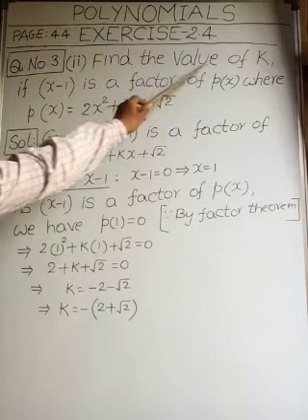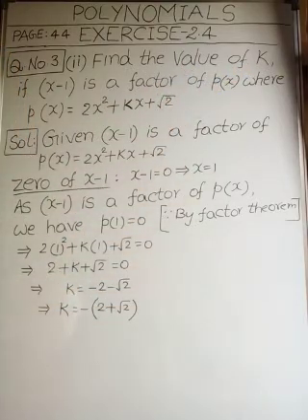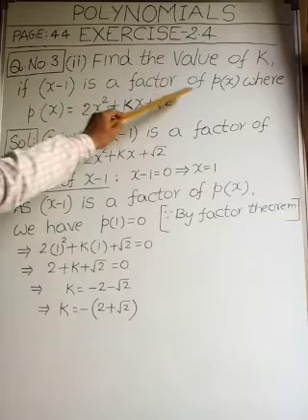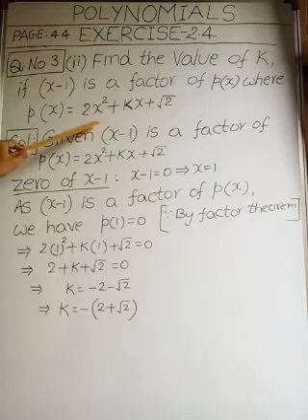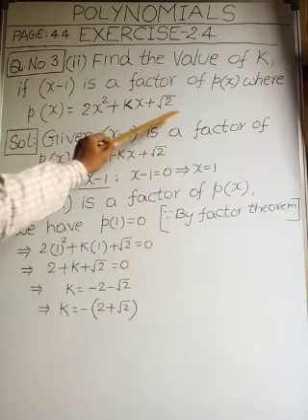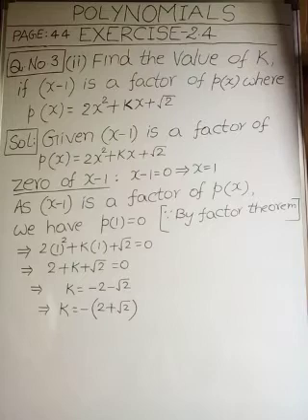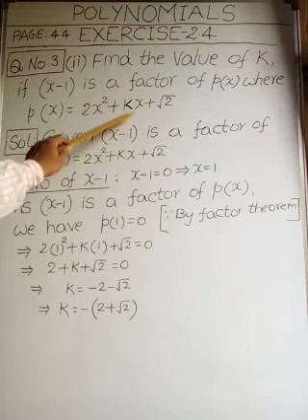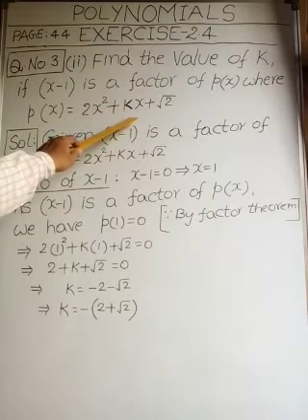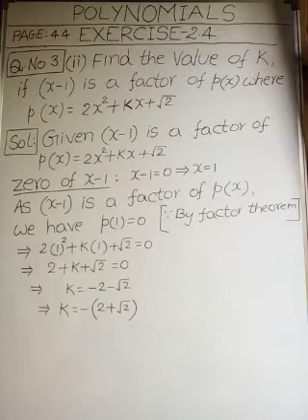Find the value of k if x minus 1 is a factor of p of x, where p of x is equal to 2x square plus kx plus root 2. Understood the question, my dear children? What is given here? This polynomial is a factor of this polynomial. In that case, find the value of k. Here we have to find this value of k. Understood the question, my dear children?